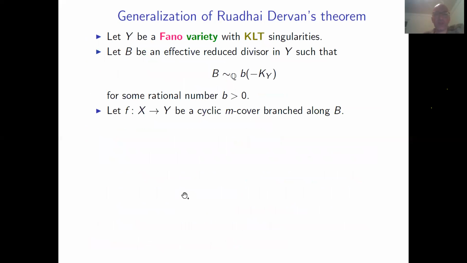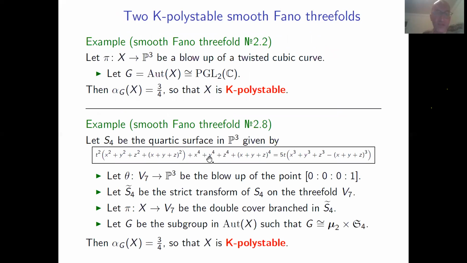Okay, another method. Another method is a generalization of the Liu-Dervan theorem, but I didn't put the Liu-Dervan theorem here. I put our generalization, but I'll show how to get the original theorem. So this result, it actually reminds you that we got this result because we originally wanted to prove K-polystability of this X in this example using different methods. But it didn't work. We tried, but it didn't work.